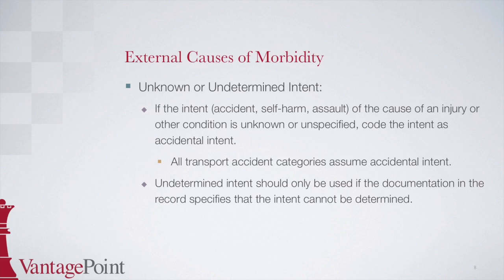If the intent, accidental, self-harm, assault, of the cause of an injury or other condition is unknown or unspecified, code the intent as accidental intent, which would be subcategory W34.010 for accidental discharge of an air gun. All transport accident categories assume accidental intent. Undetermined intent should only be used if the documentation in the record specifies that the intent cannot be determined.